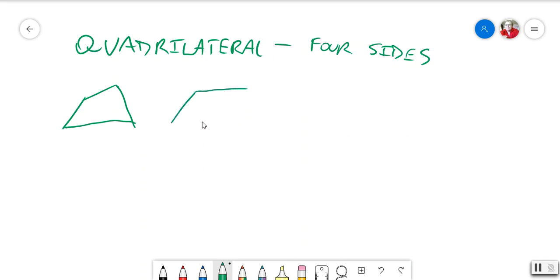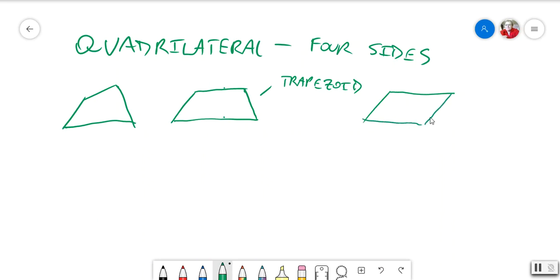If you have one pair of sides that are parallel, this side and that side are parallel, the other two are not, that's a trapezoid. If both pairs are parallel, these two guys are parallel and those two guys are parallel, you have a parallelogram. This is a review. We've talked about this before.